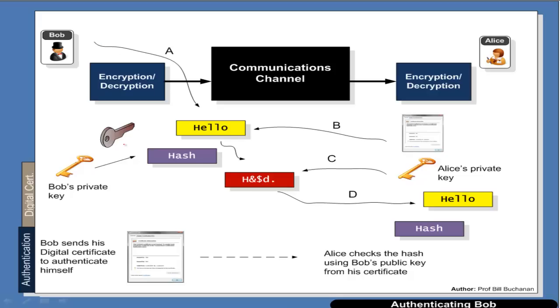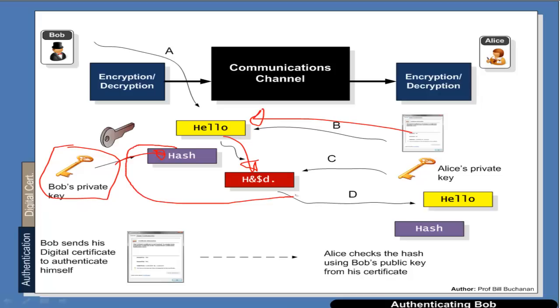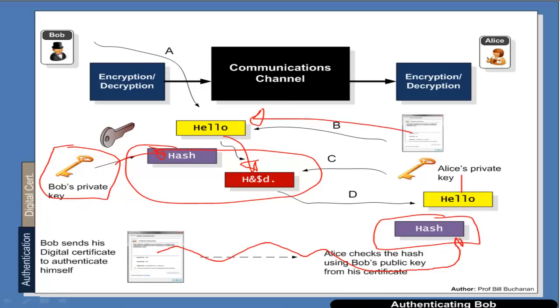Bob's private key is used to sign a hash of the message. That's then added on to an encrypted message using Alice's public key. So this all goes in together. On the other end, Alice decrypts with her private key, ends up with a hash. She uses Bob's public key from a certificate to then check that that has been hashed with his private key, and if the hash checks, then he's proven his identity.